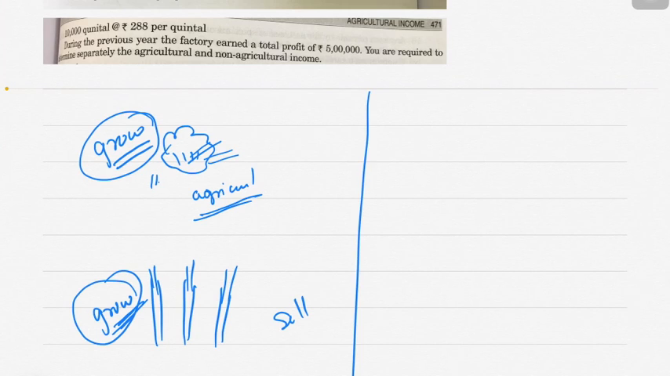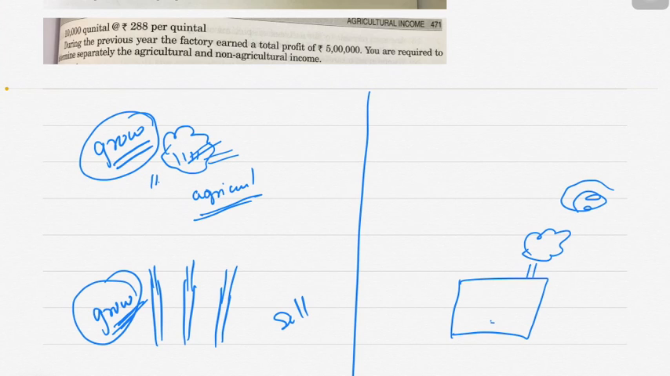Similarly, suppose I have a factory. This is the factory. Now in the factory, I make sugar. When I make sugar, I need sugarcane. Now I might buy sugarcane, make sugar and sell sugar. In this case, the whole income becomes non-agricultural income. Why? Because I'm buying sugarcane.